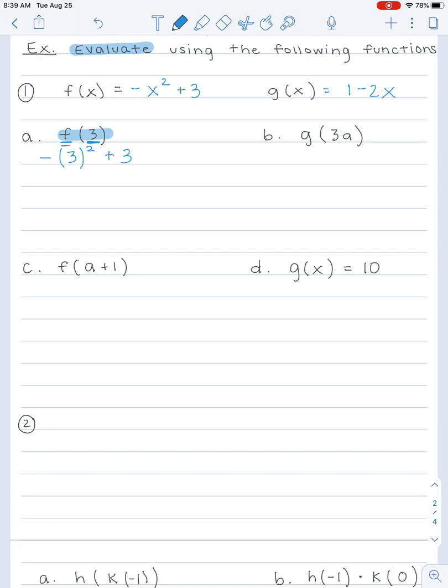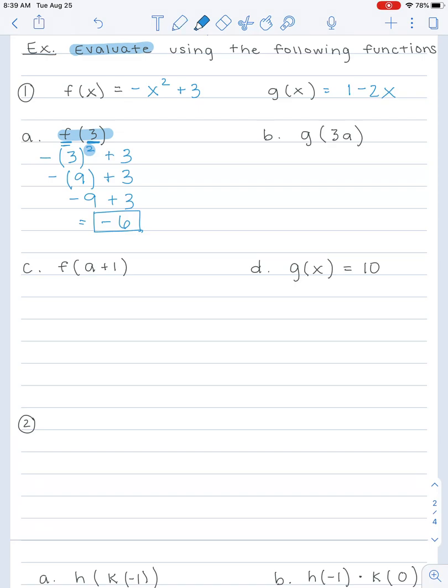Now what I like to say, we're going to do the math. We're going to simplify it and make it look prettier, better. So we're going to do parentheses first. So 3 squared. Squared means you multiply it by itself twice. So what's 3 times 3? 9. So I have negative parentheses 9 plus 3. I can distribute that negative into that 9, so it'd be negative 9 plus 3, which would equal negative 6. And that's your problem.